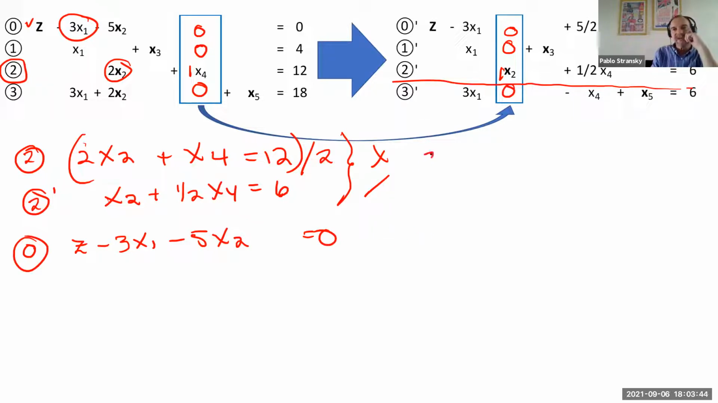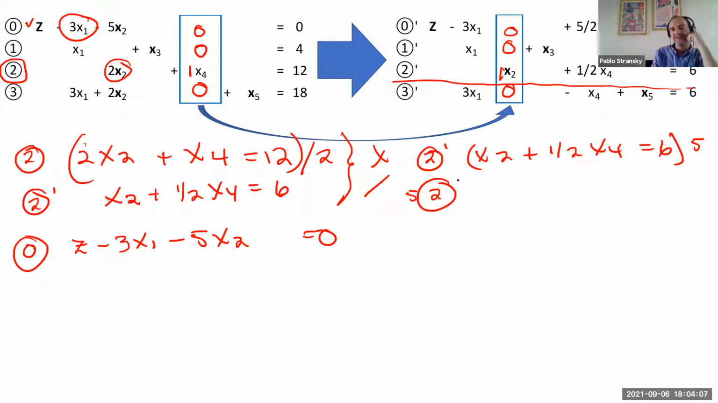So watch. I take my equation 2 apostrophe, that is x2 plus 1/2 of x4 equals 6. I multiply this by 5. And then I'm going to get 2 apostrophe multiplied by 5. That 5 means that I'm multiplying 2 apostrophe. So I'm going to get 5x2 plus 5/2 of x4 equal 30. And now I can bring it over here.